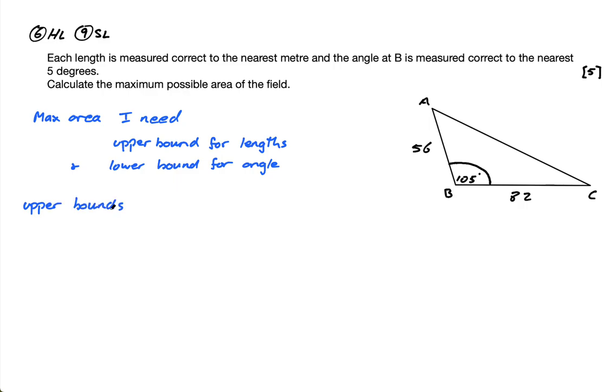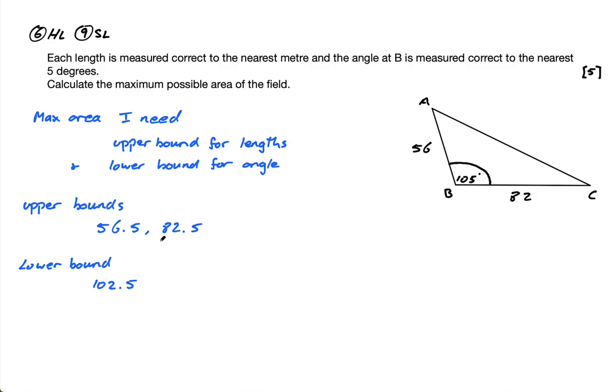Right, what's the upper bound of 56? Well, it's measured correct to the nearest meter, so the upper bound has to be 56.5, and the upper bound of this has to be 82.5. And then the lower bound of the angle, so the angle is correct to the nearest 5 degrees, so the lower bound has to be 102.5. Now guys, if you're unsure about what I've done here, go back and watch my lesson on upper and lower bounds. It explains it in a bit more detail.